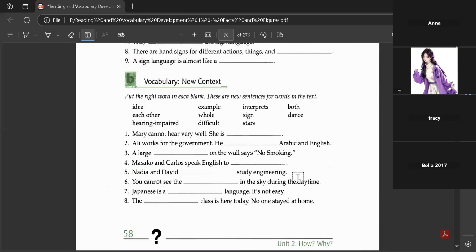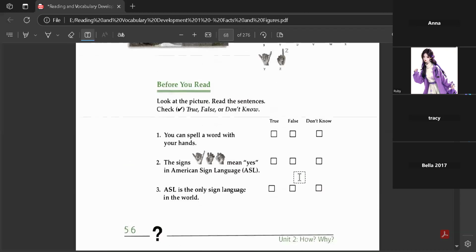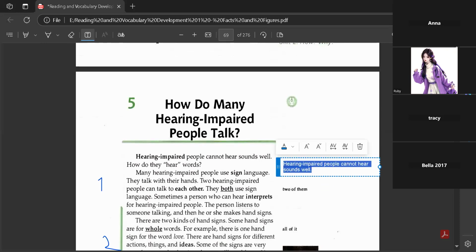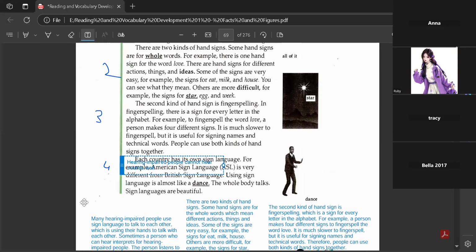Where should I put it? Wait, guys. I think this is fine. I can put it here. Can you guys write it like this? Is it fine?